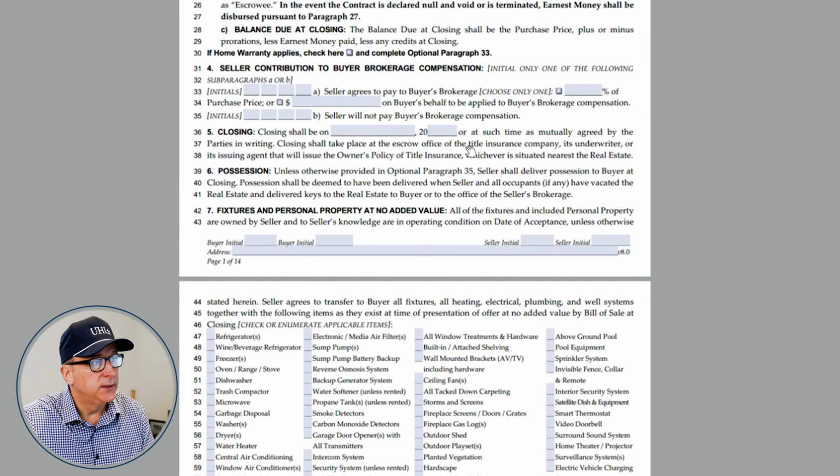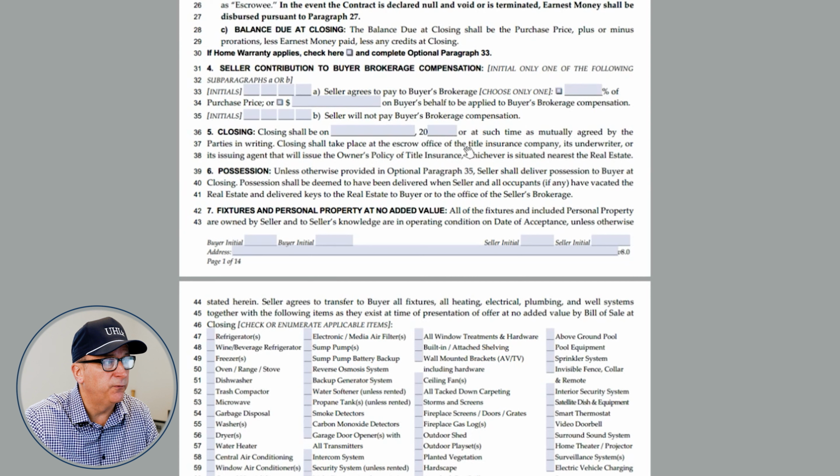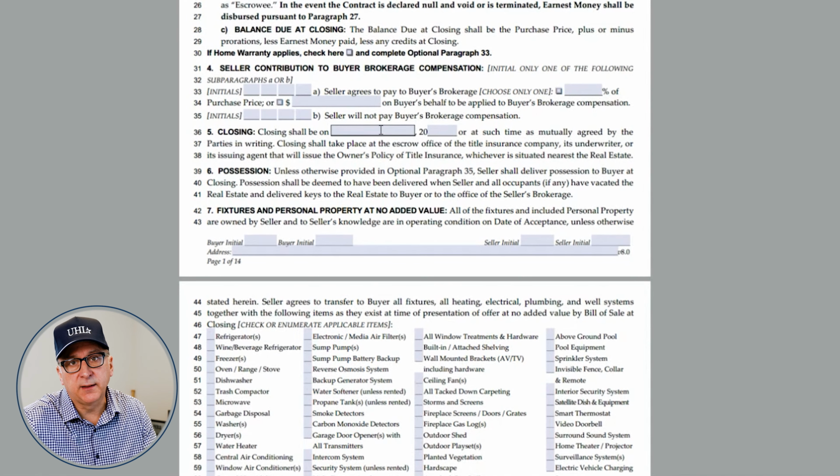When is the closing? The sooner the closing, the better in the eyes of the seller, typically, unless they are delaying their move for some reason. What we see a lot these days is roughly 30 days for a closing, and that's going to go in this section right here.